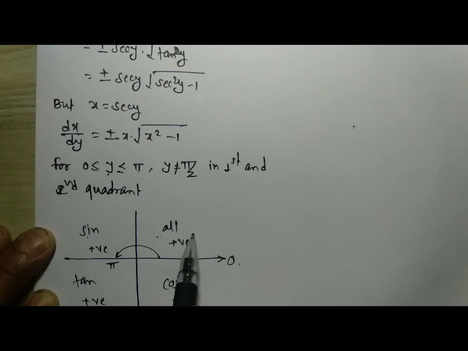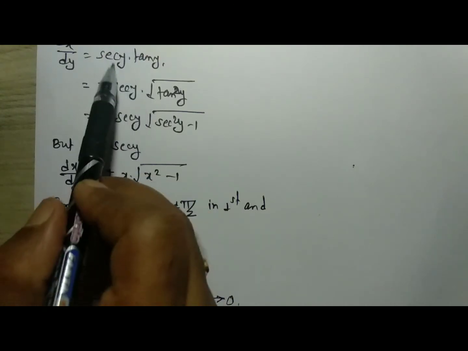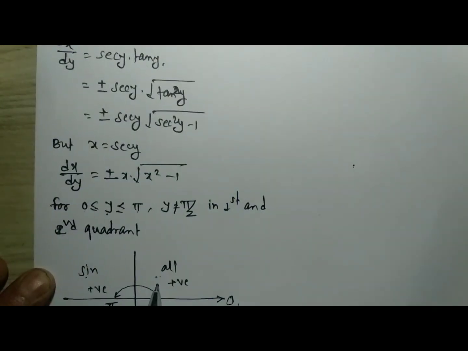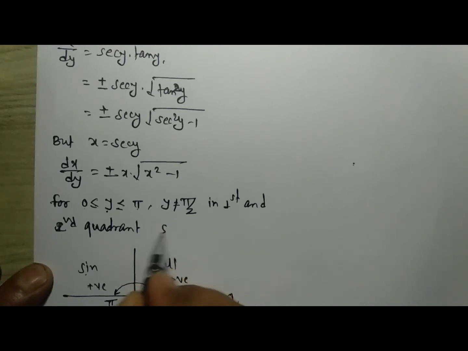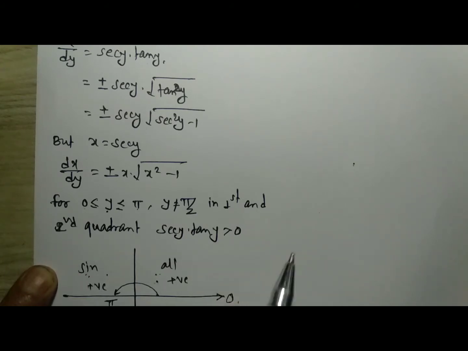In the first quadrant all ratios are positive, so sec and tan are positive inside the first quadrant, and therefore sec y into tan y is greater than 0. Inside the second quadrant also, sec y is negative and tan y also becomes negative, and negative into negative gives positive, so it is greater than 0. Therefore dx by dy is considered as this one.